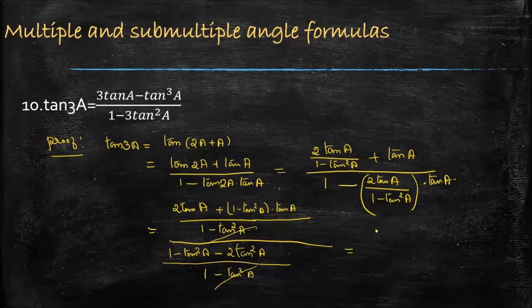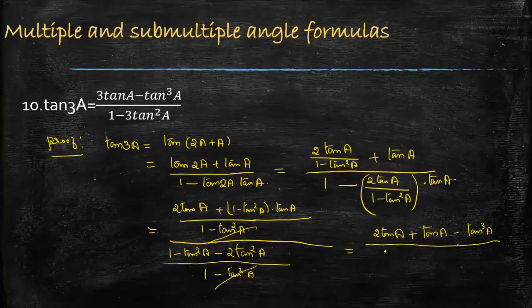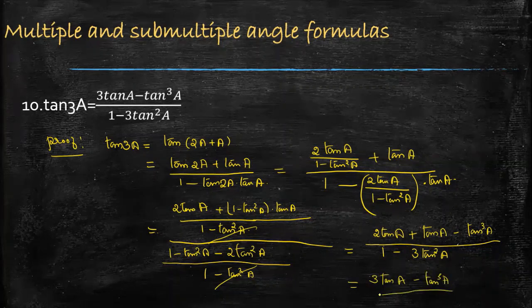So what remains in the numerator is 2 tan A plus, multiplying this, tan A minus 1 into tan A tan A, then tan square A into tan A, tan cube A, divided by 1 minus tan square A minus 2 tan square A, which is 1 minus 3 tan square A. Then again I should simplify: 2 tan A plus tan A is 3 tan A, minus tan cube A as a separate term, divided by 1 minus 3 tan square A. This is the proof.